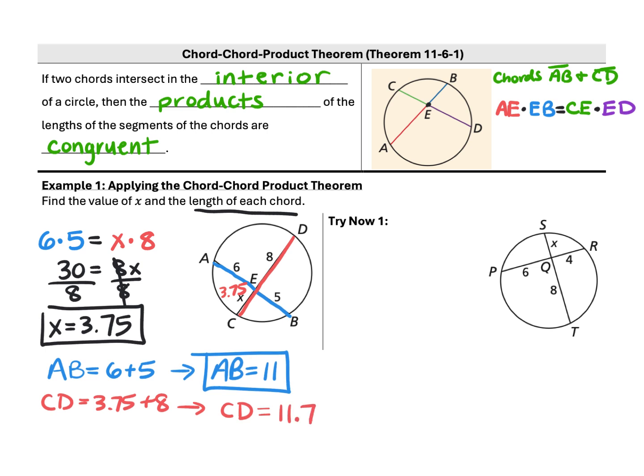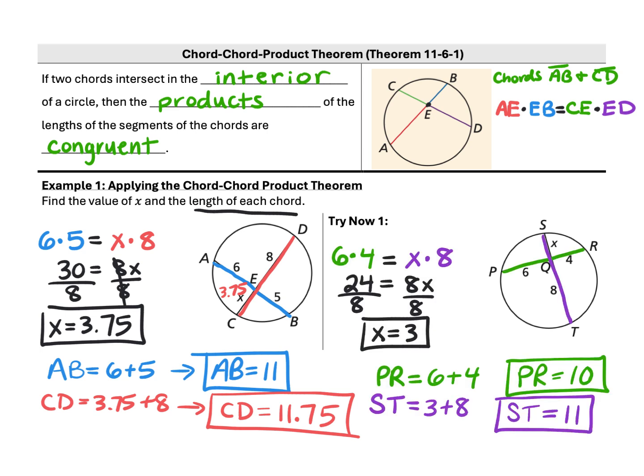So you'll notice that the sums, like the lengths of the chords themselves, are not equal, but the products of their parts are. Go ahead and try the try now. Make sure that you find x and the length of each chord. Please pause your video now. Here's your solution. You should have gotten x equals 3, and then the lengths of the chords, PR equals 10, and ST equals 11.